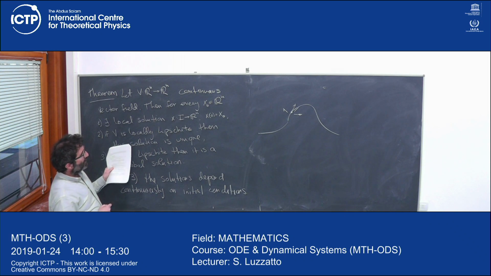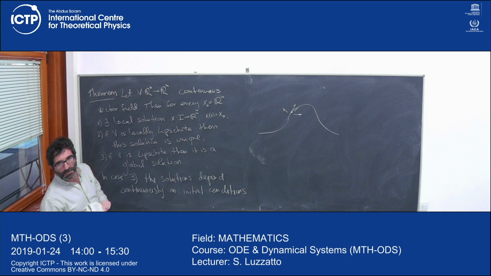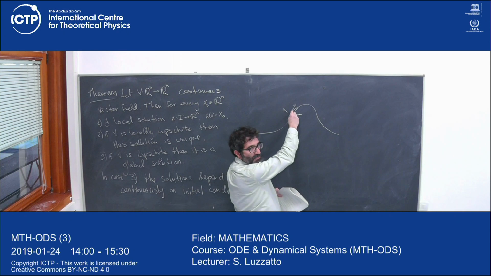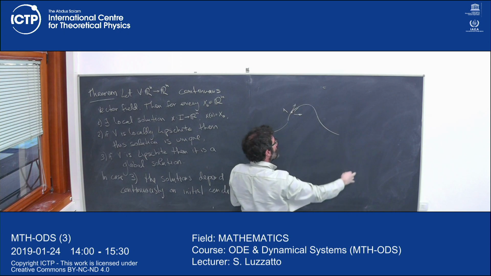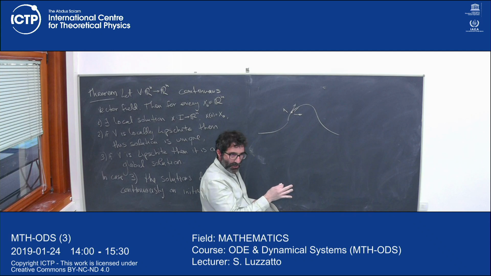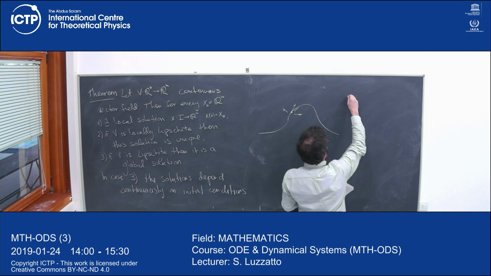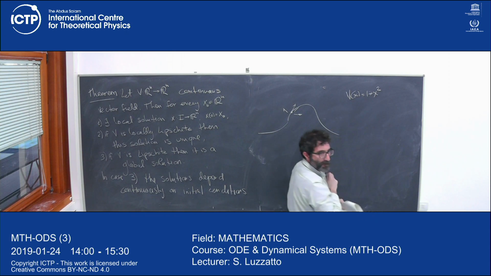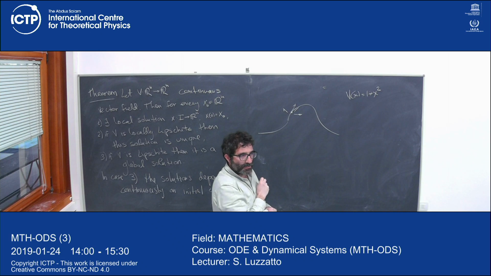Now, if V is locally Lipschitz, what does locally Lipschitz mean? There is a neighborhood in which it is Lipschitz. So it means it's Lipschitz in a neighborhood of a point, but over the whole space it might not be Lipschitz with the same Lipschitz constant. So the example we had before, is this Lipschitz or locally Lipschitz? This is locally Lipschitz, because the derivative is unbounded, so the Lipschitz constant is unbounded.